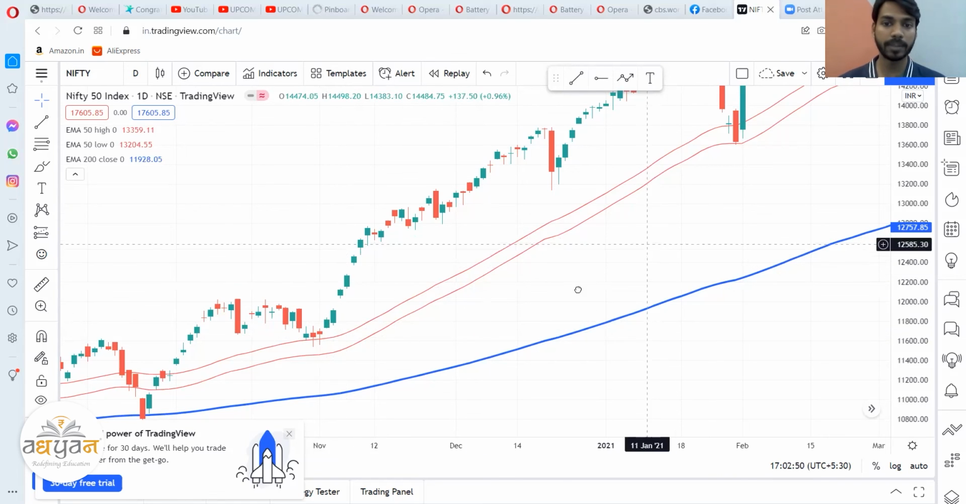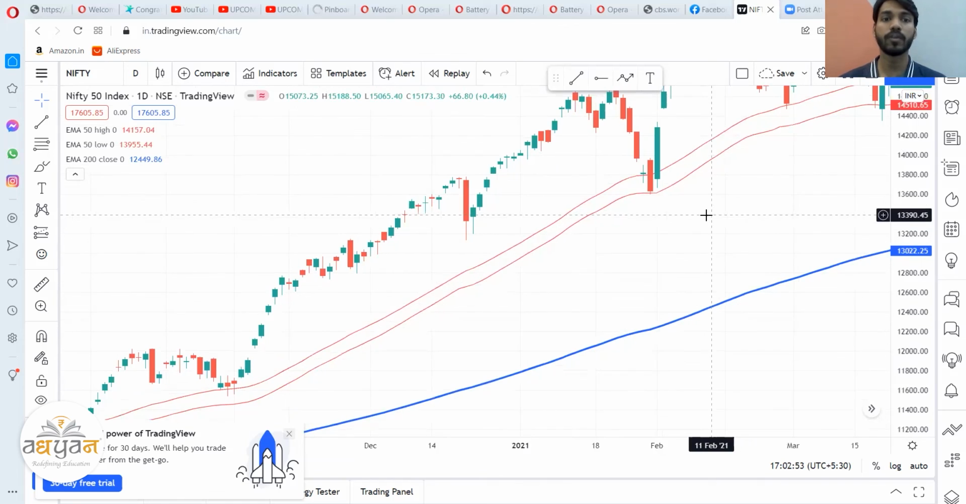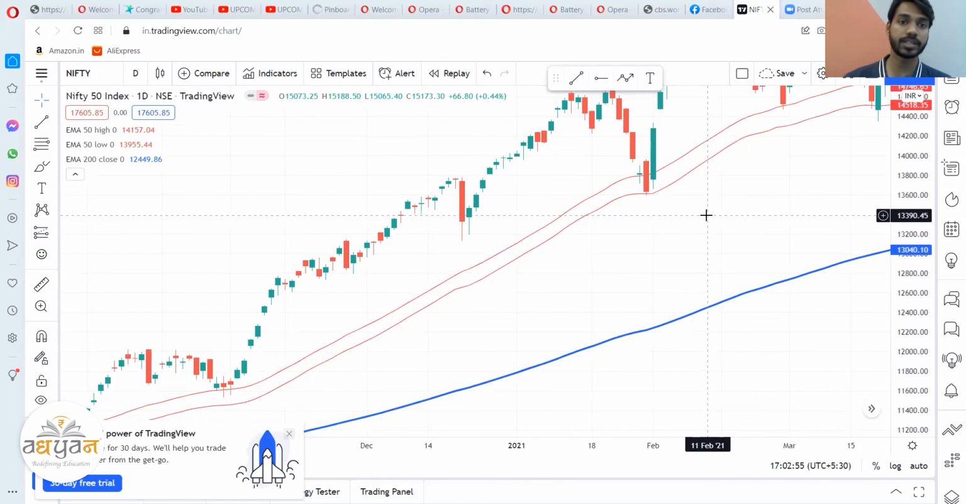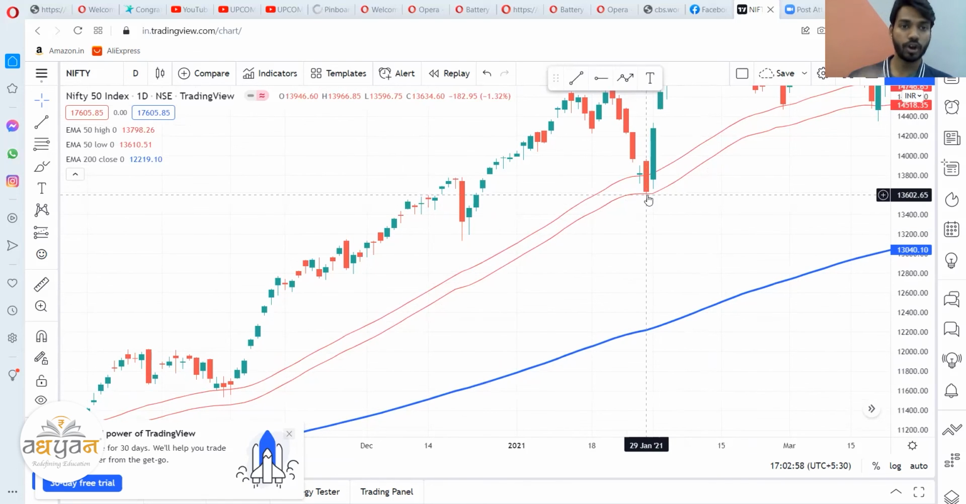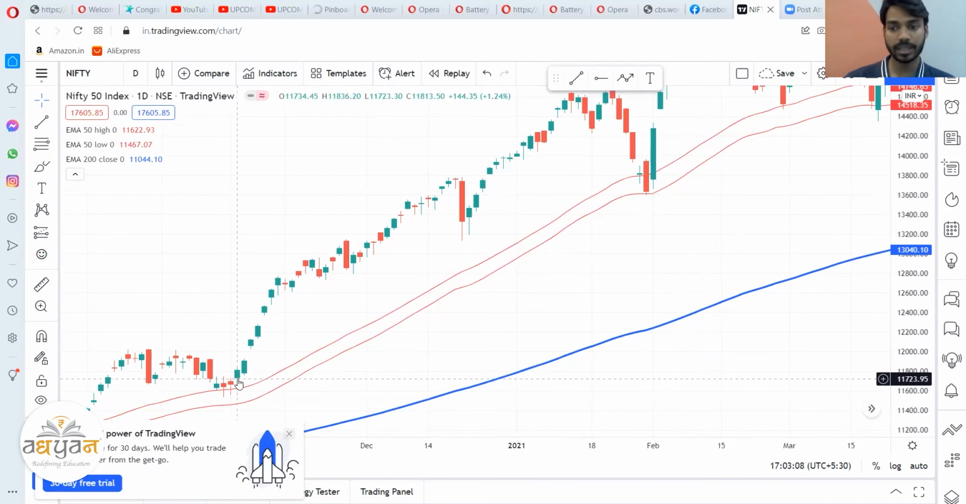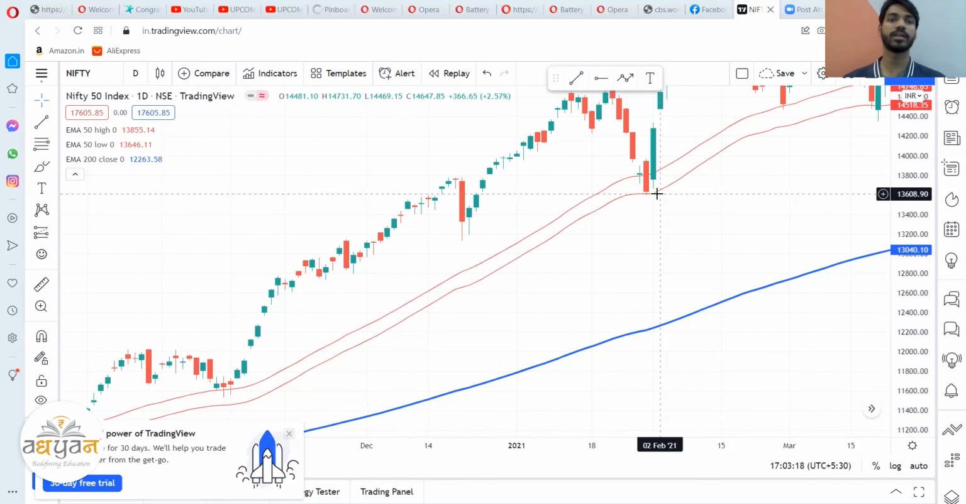Now you can see what happened. The market really went up. Now where will you be exiting this trade? As I said, the stop loss will be the 50 moving average low. You can see the 50 moving average low has been touched by the candle. So from 11,700, it has closed at 13,600. So these are the huge points that we could have made if we used a simple moving average strategy.